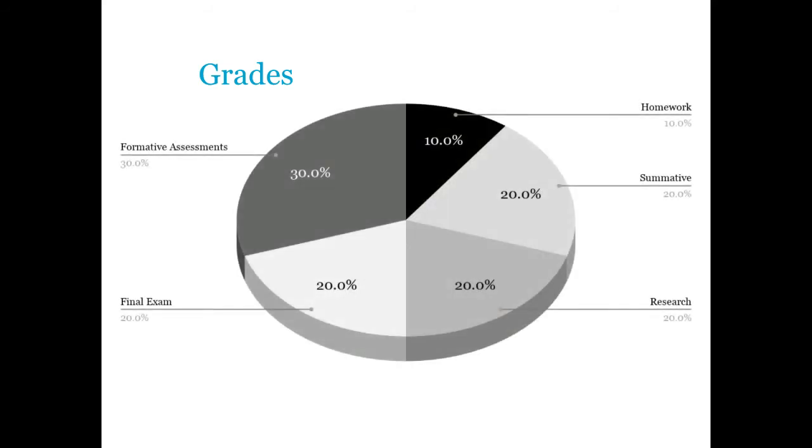The gradebook is divided into 5 categories. Summative assessments, or major things like tests or essays, will count for 20% of the student's final grade. Formative grades, or quiz grades and some classwork assignments, will count for 30% of the student's final grade. Homework will count for 10% of the student's final grade. And each semester, students will have one major research project that counts for 20% of the final grade. Finally, the final exam counts for the last 20% of the final grade.